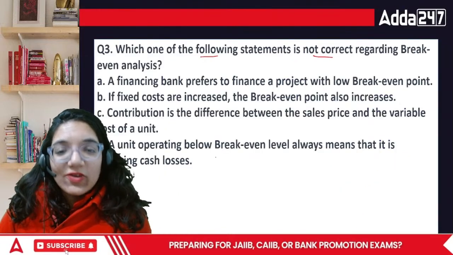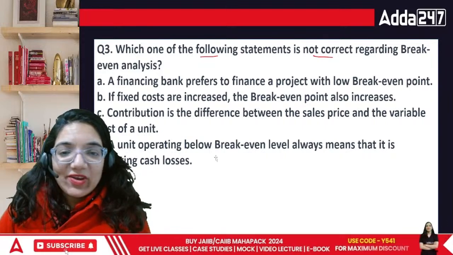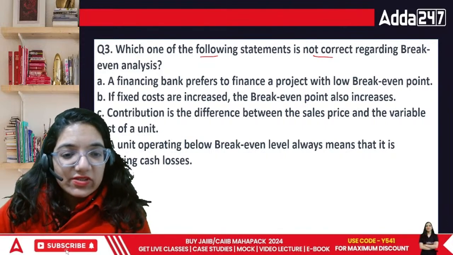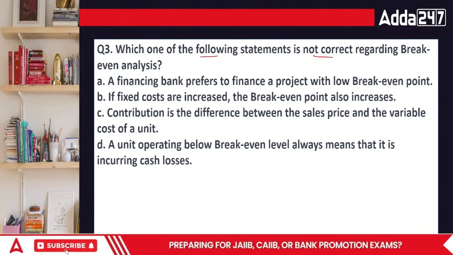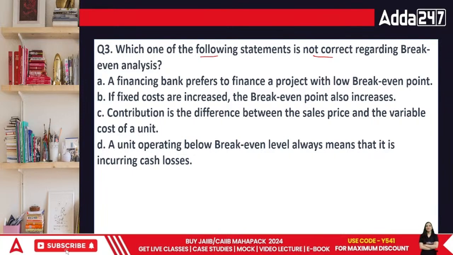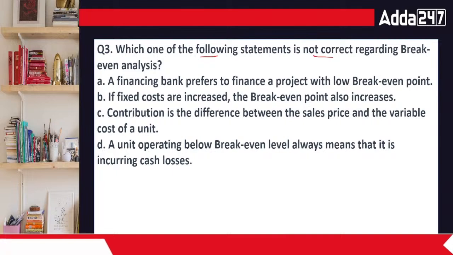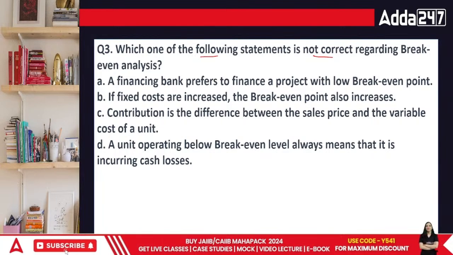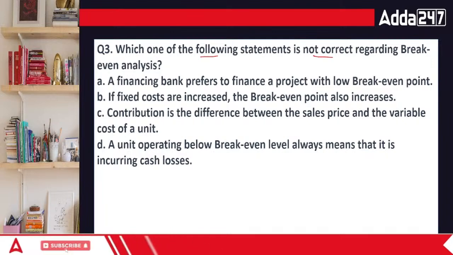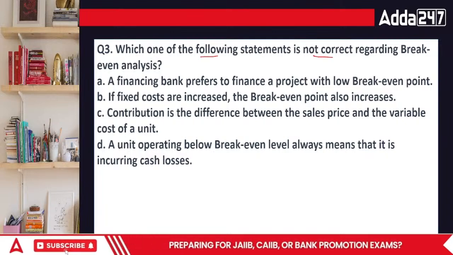So what is not correct about the break-even point? Everyone, here comes the question. Okay, so now is it visible? A financing bank prefers to finance a project with low break-even point. Obviously, you can recover the money earlier, and then there is a chance that you will get the money fast. If fixed costs are increased, the break-even point also increases. Yes, because you have to pay more money to recover the amount. Contribution, sales minus variable cost, that is also correct.